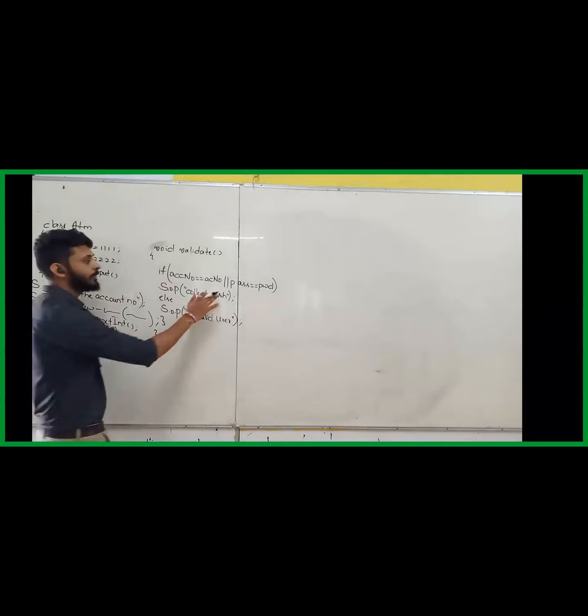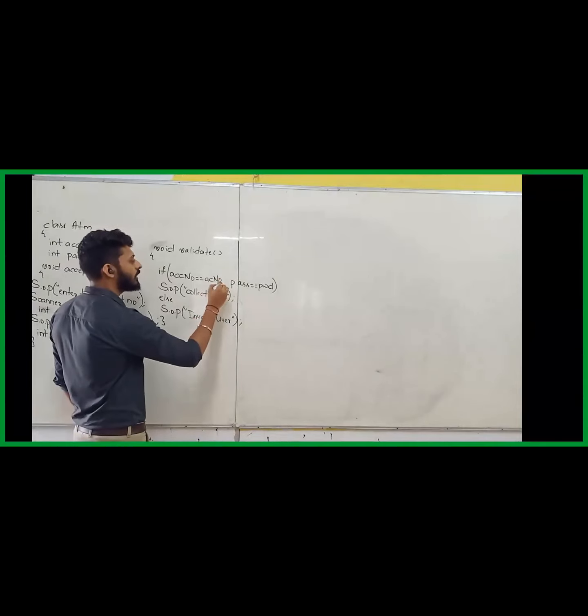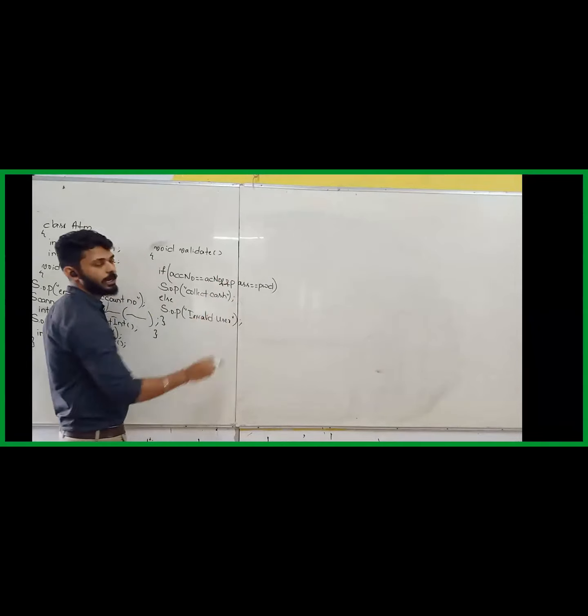Do you know? Waiting. Or if I write, will it work? It will work, but even only for account number matches. Then also it will tell that collect your cash. Password, it does not matter. Even if you give wrong password also, it will still work. So what we should do here? We should not use or over here. We should use and. Clear? Yes or no? Next word. Next what?